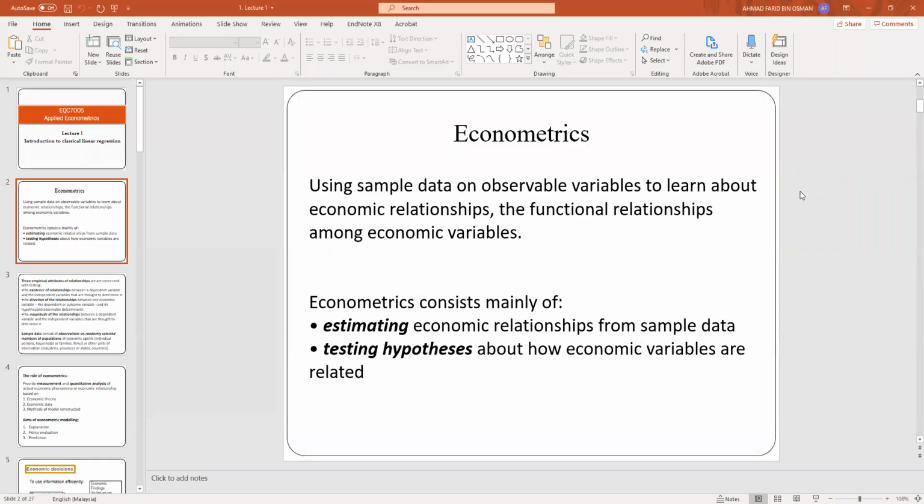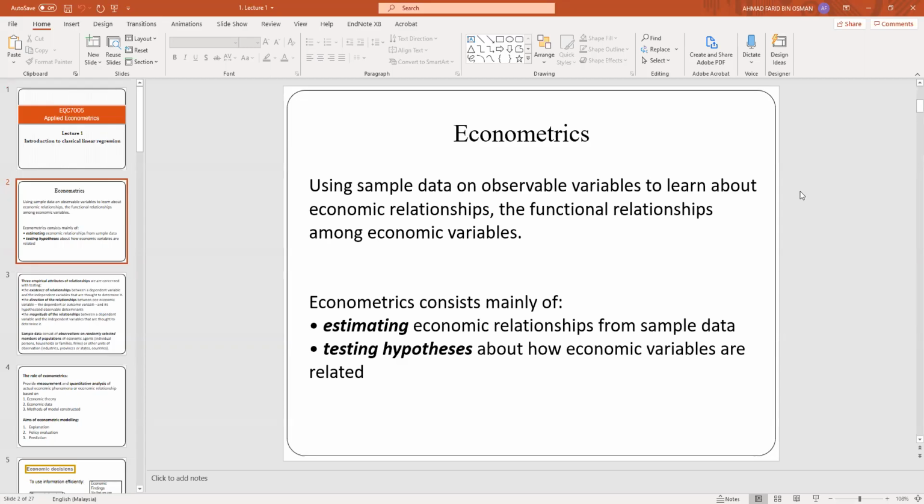So econometrics is a method or technique that allows us to use sample data on observable variables to learn about economic relationships or the functional relationship among economic variables. Okay, so it helps us to assess, measure, or identify the existence of a relationship between different variables. And the variables that can be used to construct an economic model are not necessarily economic variables, so it can also be used for non-economic variables.